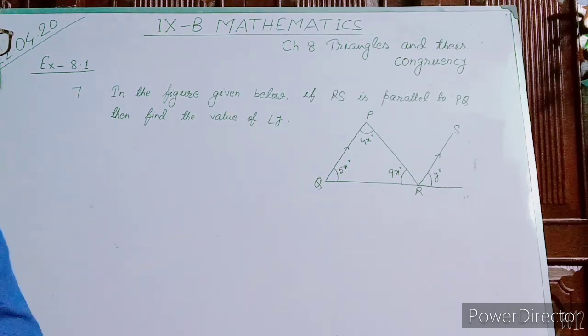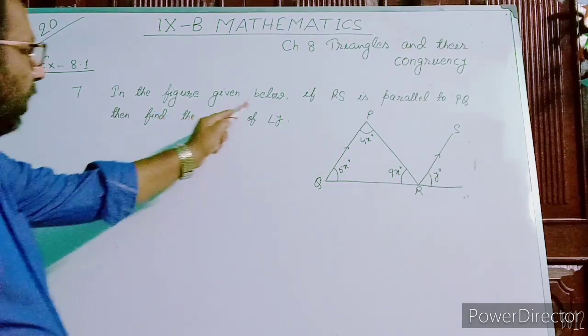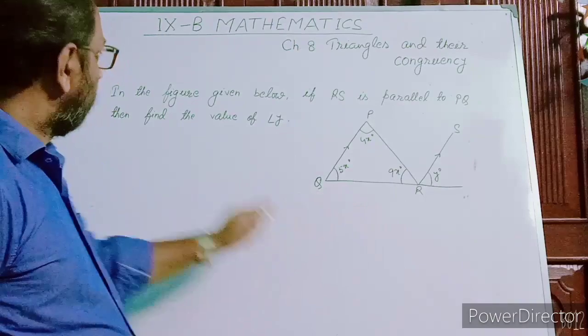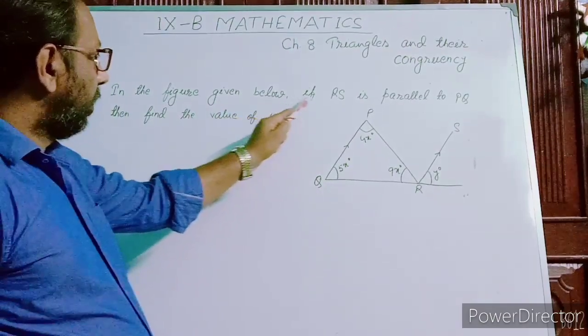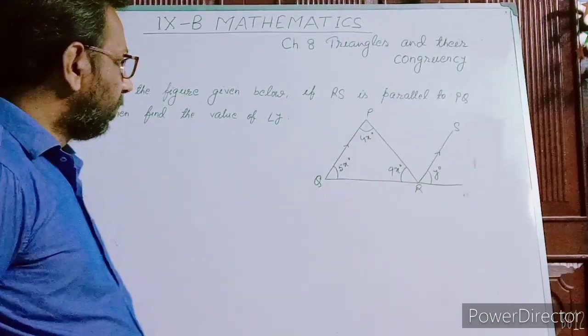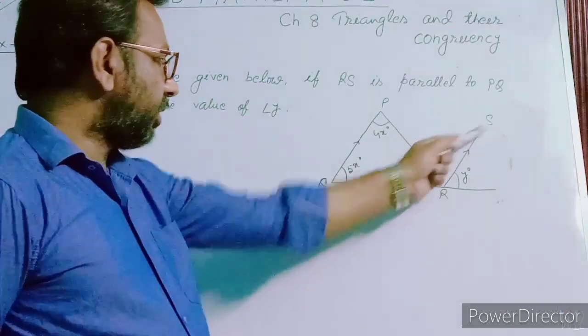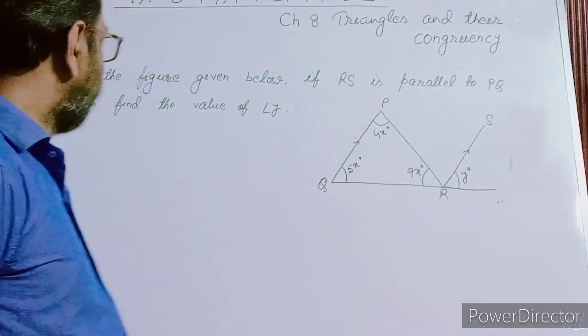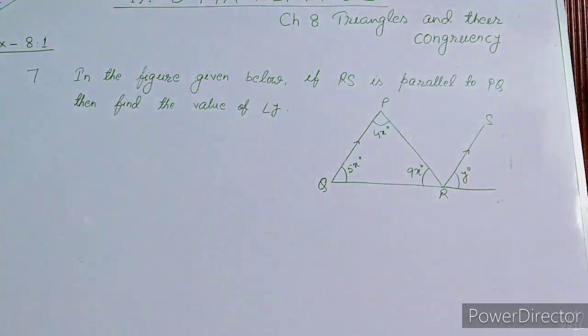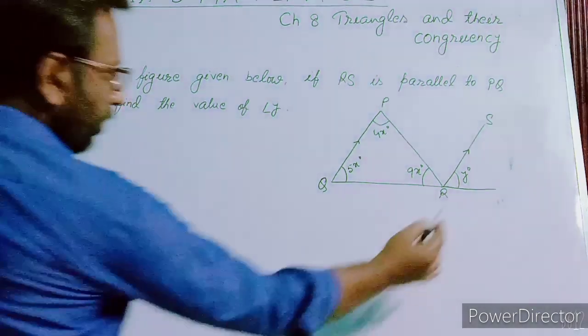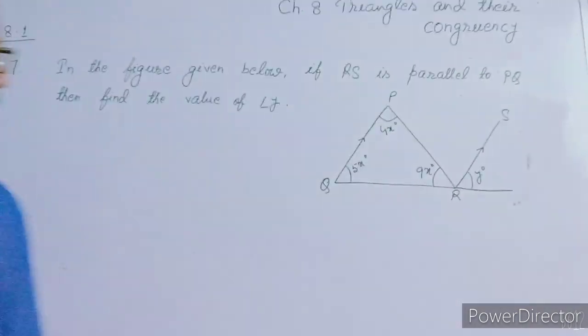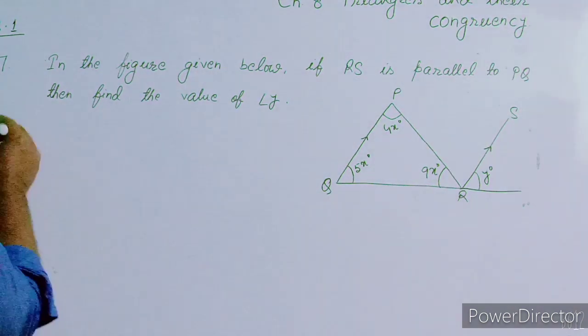In question number 7, in the figure given below, this is the figure. If RS is parallel to PQ, this side RS is parallel to PQ, then find the value of Y. This Y is asked to find out. Solution.